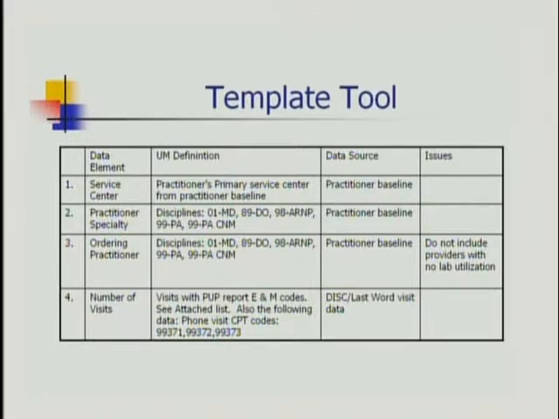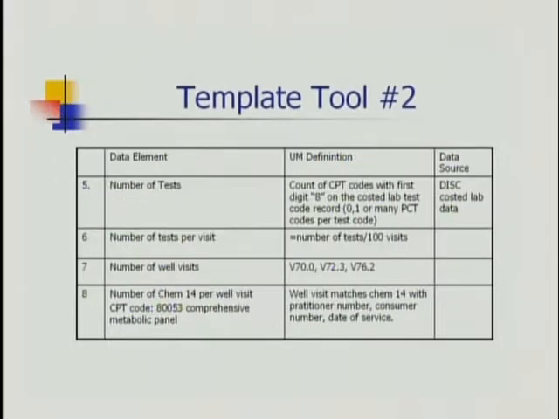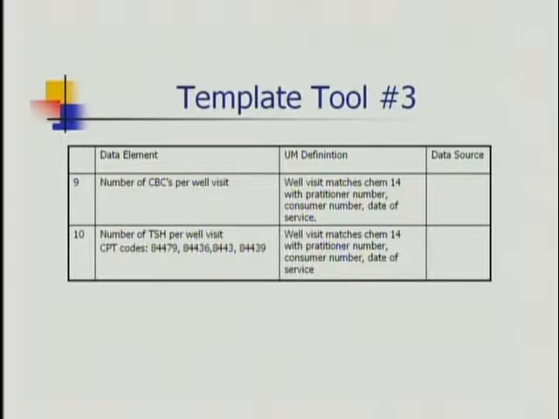So we grouped the data by service center, practice specialty, ordering provider, and the number of tests, and then number of tests per visits, number of well visits, and we used the V codes here for the well visits. And then we looked at the target tests that we want to decrease utilization on, and we looked at what we call the CMP 14. This is the comprehensive metabolic panel. It has 14 tests in here. So this is the test that we targeted for the well visit data, the CBCs, and then the TSH.